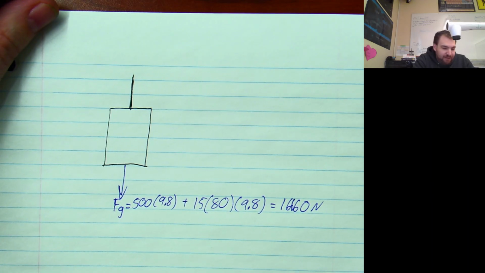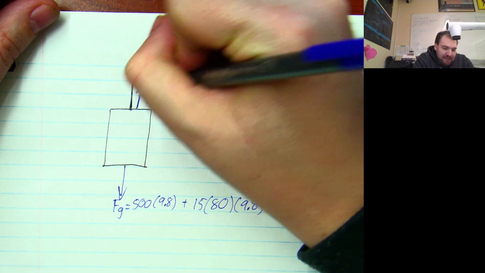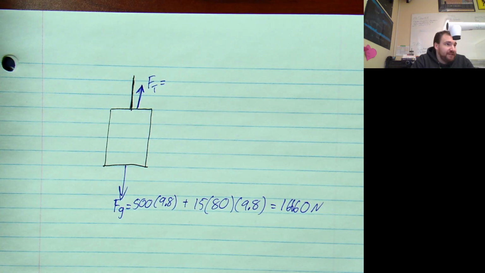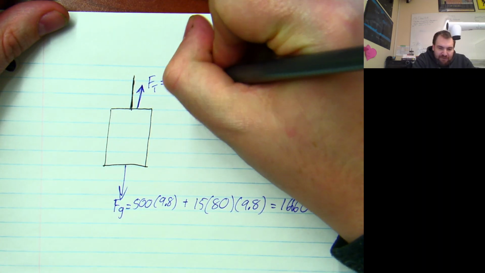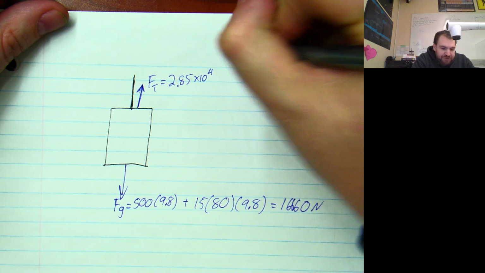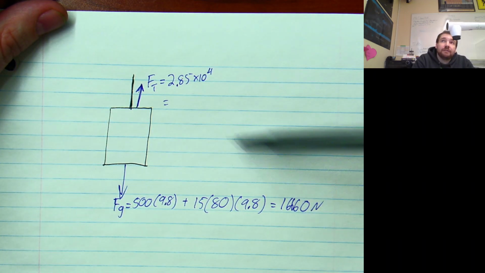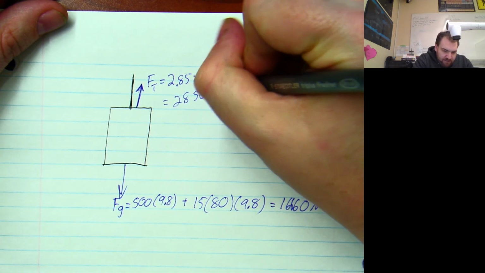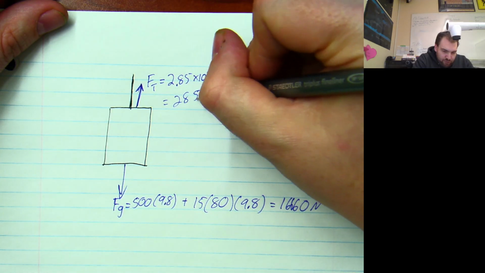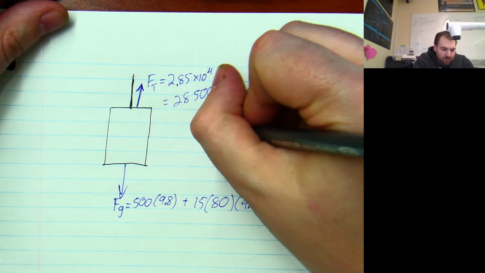Okay, so we are told that the max tension is going to be acting up because that's where the cable is pulling. The maximum tension that this thing can hold is 2.85 times 10 to the 4 newtons, which for the sake of keeping things consistent between these two, that's 28,500 newtons.